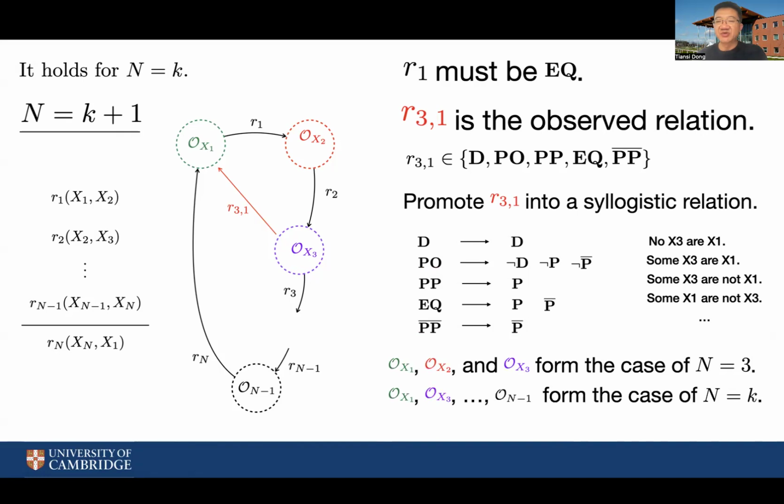First is the n equals 3 case. In this 3-term case, if R1 must be equal, then all three relations must be equal. This means R3,1 is equal. And then it applies to the n equals k case, the second loop, which we assumed: if one of the relations is equal, then all of them are equal. Then we prove the case of k plus 1. Okay.